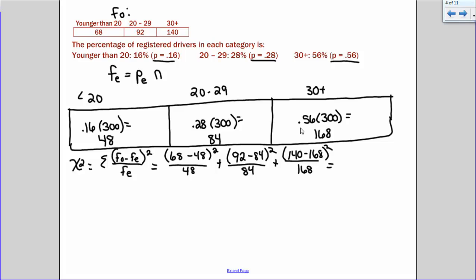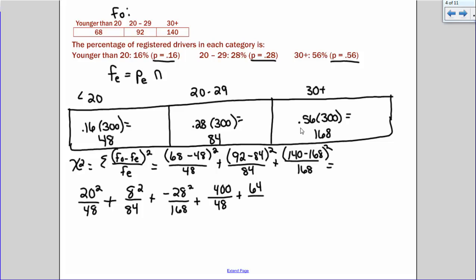All right, so 68 minus 48 gives us 20. Remember, one step at a time, solving for my parentheses first. 92 minus 84 gives us 8. Okay, 8 squared divided by 84. And then 140 minus 168 gives us negative 28. I'm going to square that, divide by 168. All right, so 20 squared is 400. 8 squared is 64. And negative 28 squared is 784.